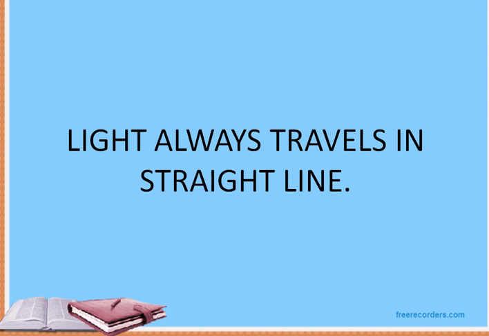So from this we learn that light always travels in a straight line. Suppose you enter a dark room and there is just a little opening from the door or from a window. Then you can see that light enters through just a straight line. From this again we can learn that light always travels in a straight line.